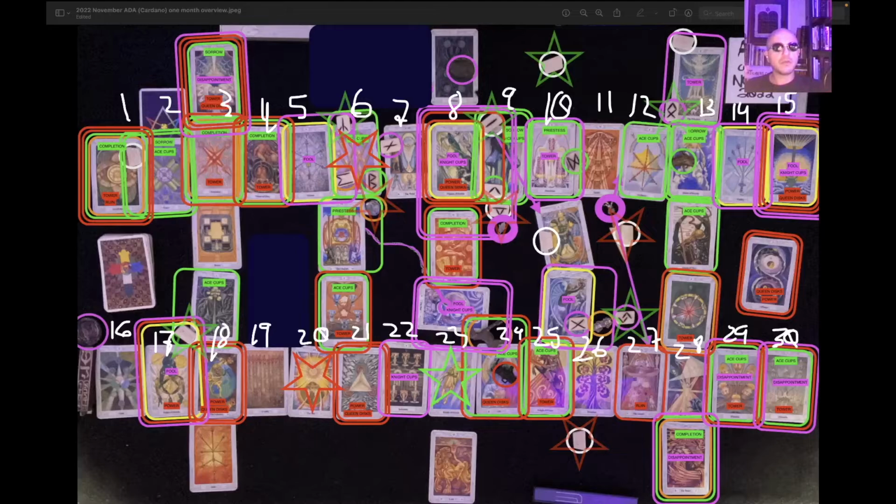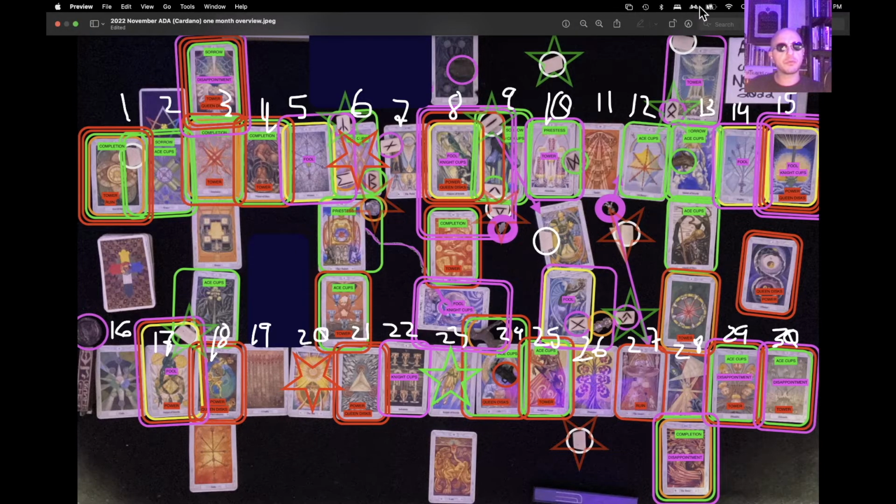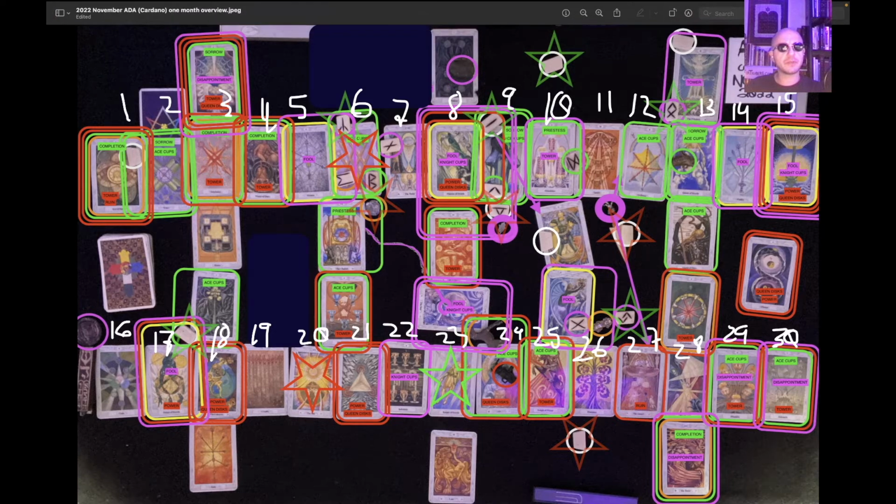This is the Cardano 1 month overview reading for November 2022. It's currently October 15th, 2022, 11:29 p.m. The overall theme and behavior, guys, we have a male ruler of nations that's highlighted here. Usually there's a significant support level highlighted in relation to this card, but this is on a month scale theme.